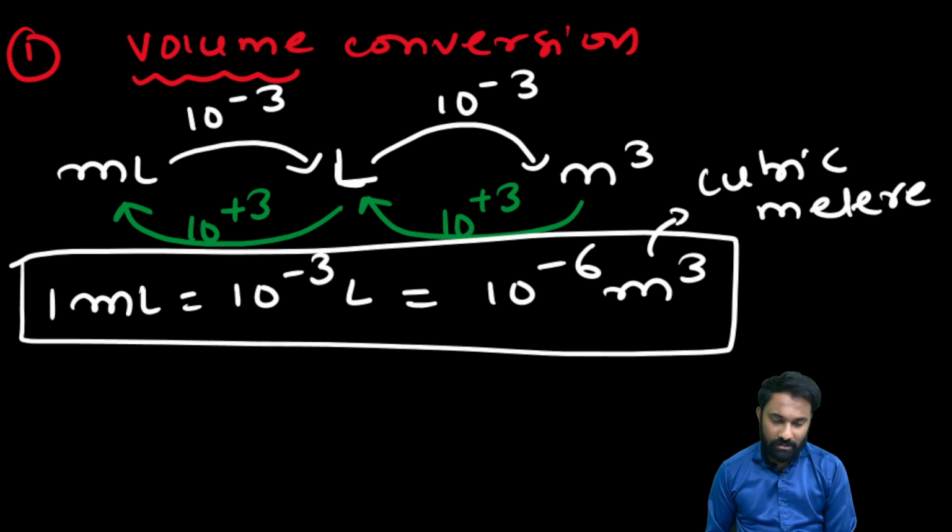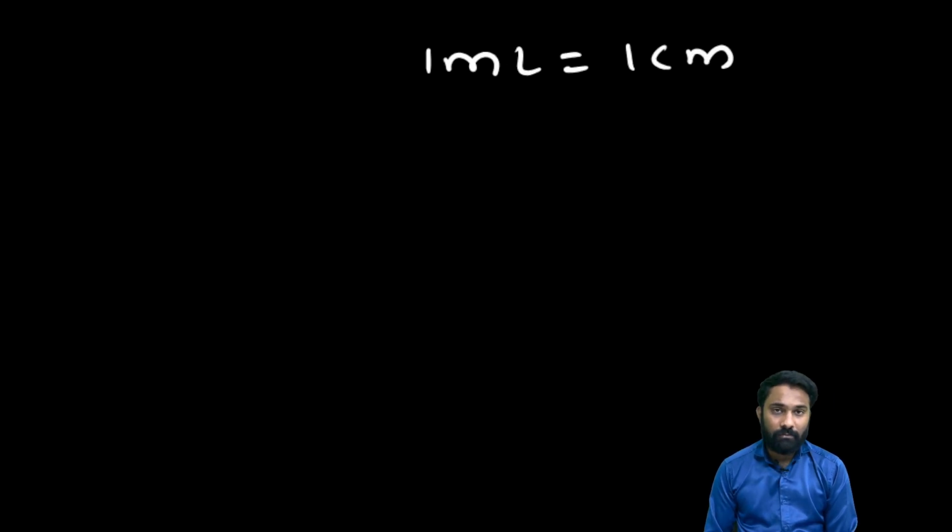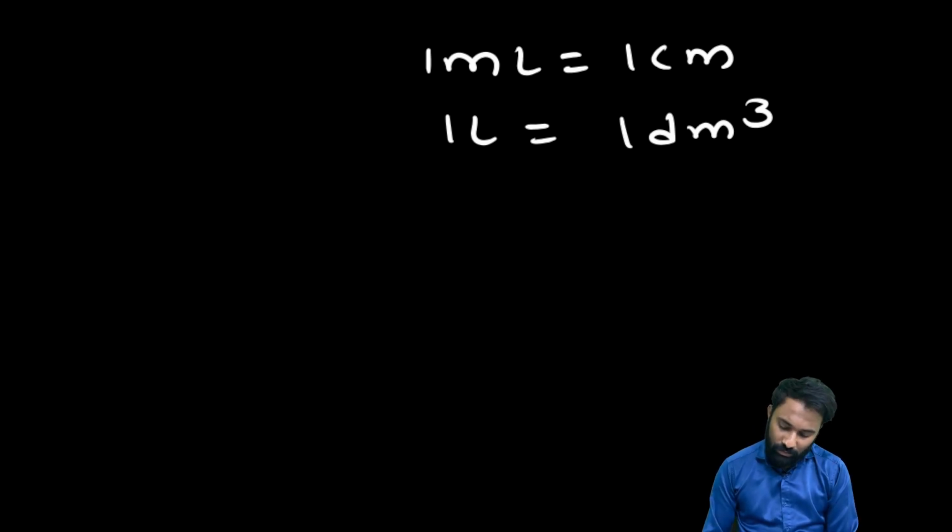Based on this, we'll now see how the conversions work. First, I will prove that 1 ml is equal to 1 centimeter cube, and 1 liter is equal to 1 decimeter cube. How are they equal? Now I will derive it and make you understand very clearly.